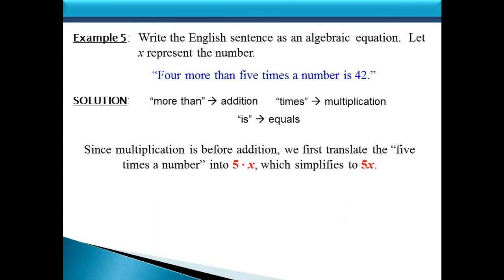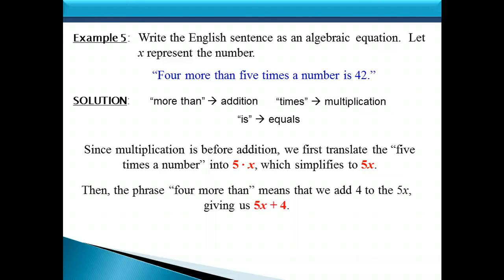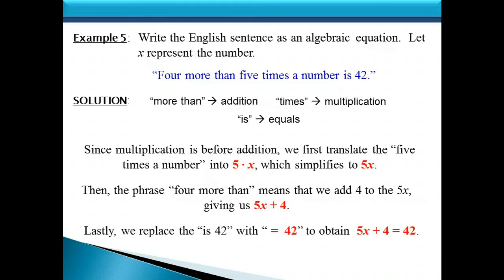So since multiplication is before addition, we first translate the 5 times a number into 5 times x, which simplifies to 5x. Then the phrase 4 more than means that we're going to add 4 to the 5x, giving us 5x plus 4. And then lastly, we replace the is 42 part of our sentence with equals 42. So we obtain the equation 5x plus 4 equals 42.